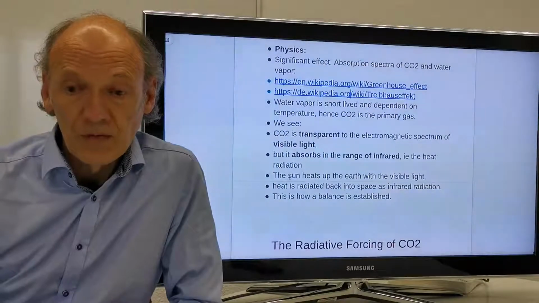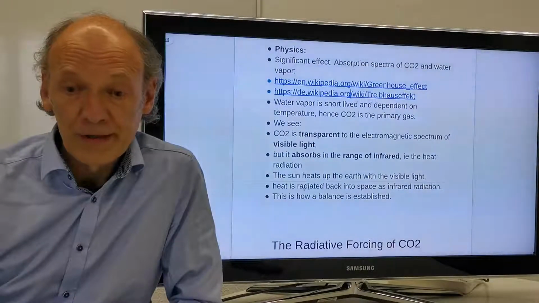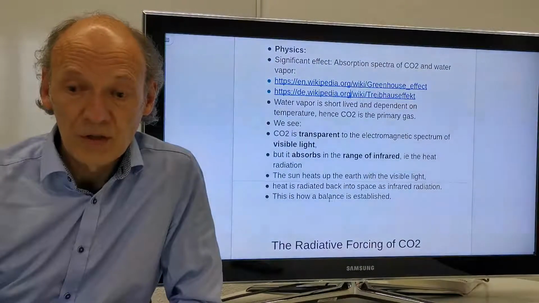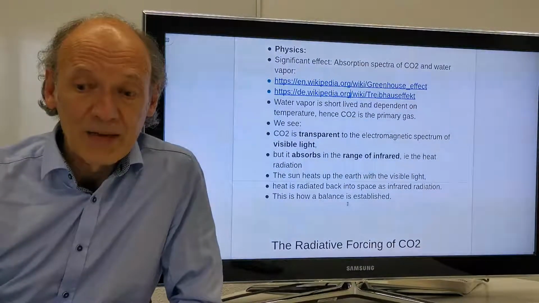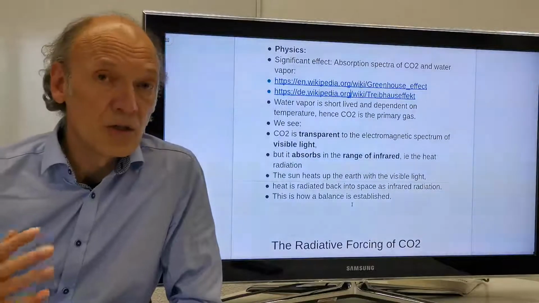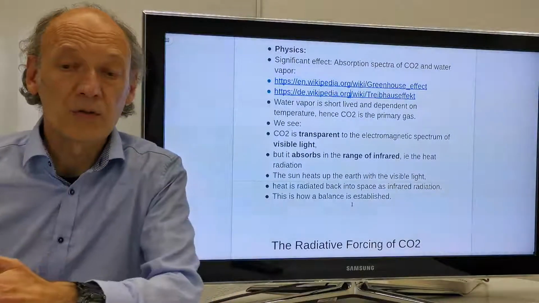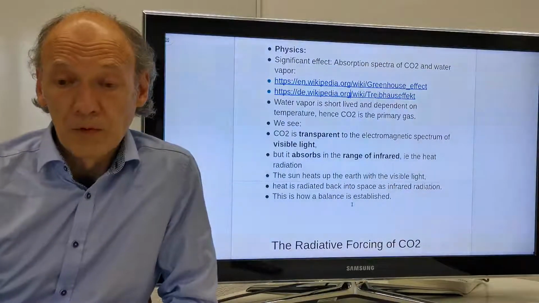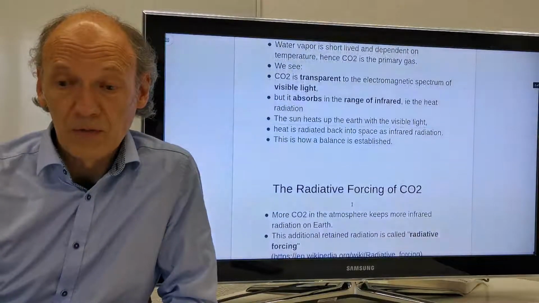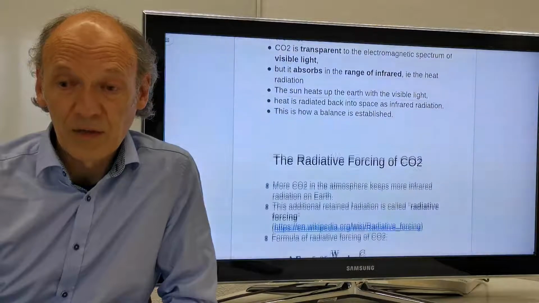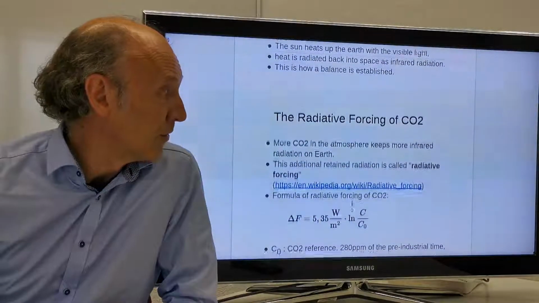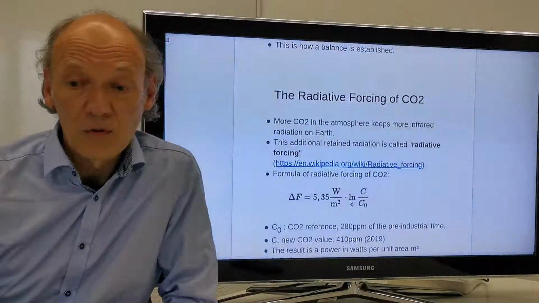So that means the sun heats up the Earth with visible light, and heat is radiated back into space as infrared radiation. And this is how a balance is established. So basically the energy coming from the sun and reflected back into space must find a balance so that we don't have changes. But this balance now is actually changed by this increase of CO2, as we will see in the following.